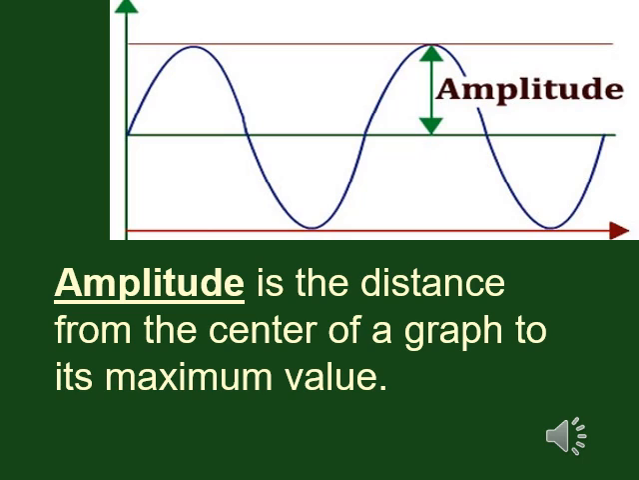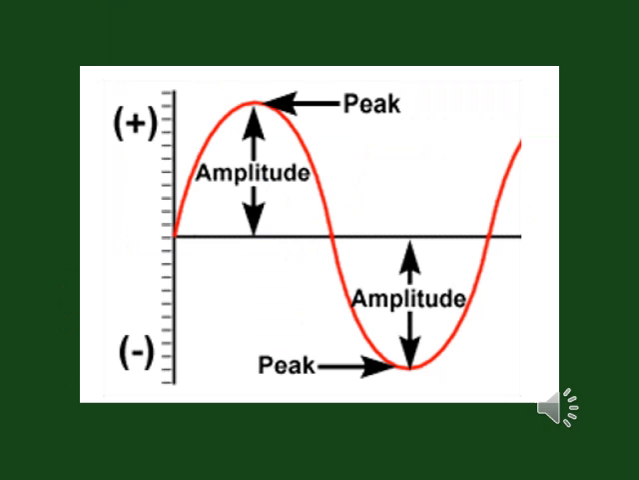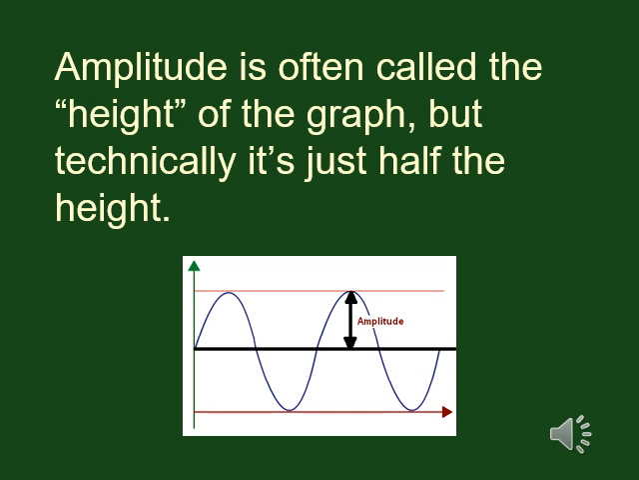The amplitude is just the distance from the center of a graph to its maximum value. It's how far you go from the center to the top. You could also think of the amplitude as how far you go from the center to the bottom. Basically, it's from the middle to the extremes. I mentioned yesterday that sometimes people, including me, will call the amplitude height, but really it's half of the height. It's just from the center to the top or bottom.